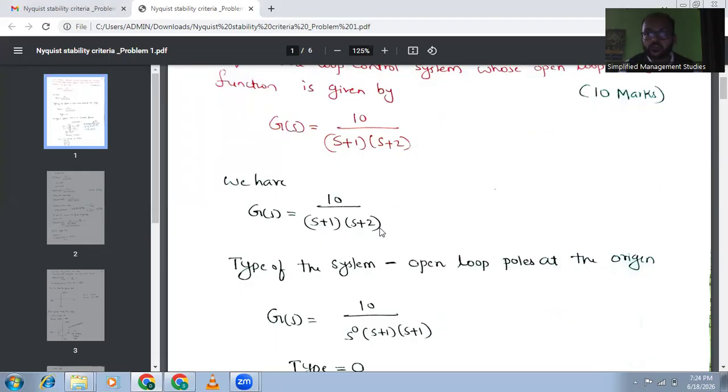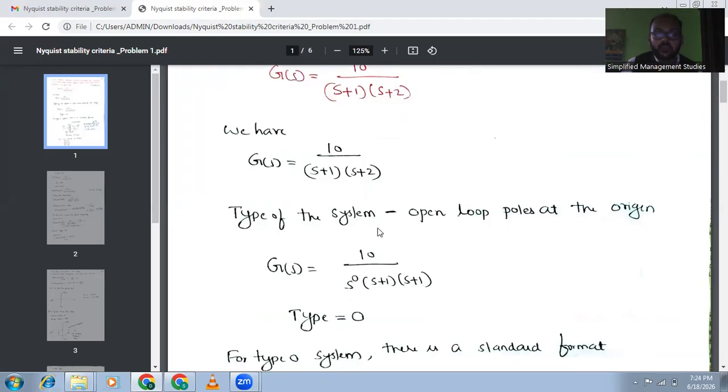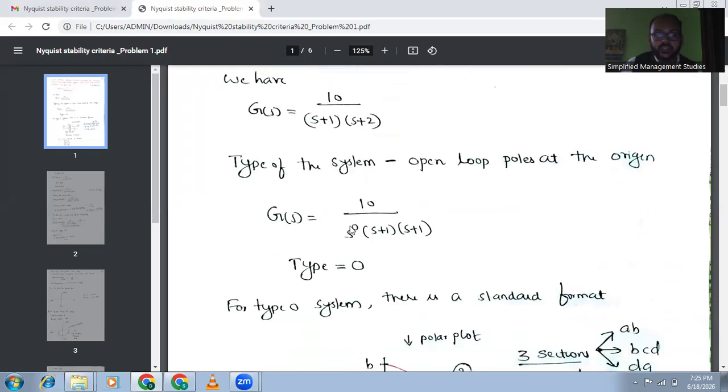So what are you supposed to do first? The first and foremost thing, you have to find out the type of the system, which is also known as the type number. Type number is nothing but the number of open loop poles existing at the origin. That is called the type number. How do you find out the type number of the system? Here you can write 10 divided by s to the power 0 into (s+1) into (s+2). I think it's clear to everybody.